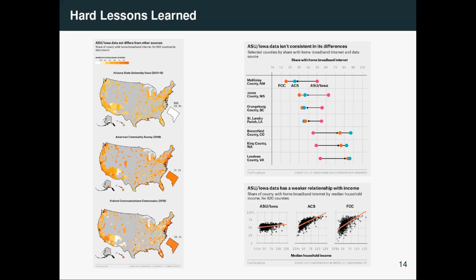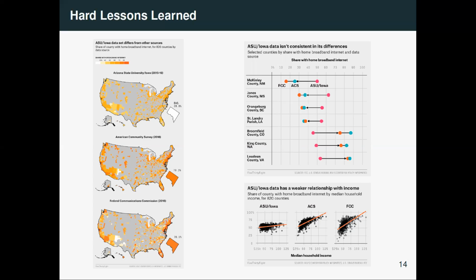However, all three places are trying to measure the same concept, that is access to high-speed broadband internet, and so numbers shouldn't be drastically different. But that's exactly what we find, right? When you compare the academics' data from ASU and Iowa, the one that FiveThirtyEight used, those numbers are quite different from the ACS and the FCC. For the DC example, the ASU Iowa data had it at 28.8%, whereas the ACS and the FCC numbers are much closer to each other, at around 70%.